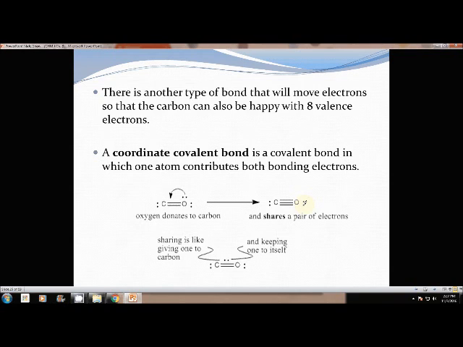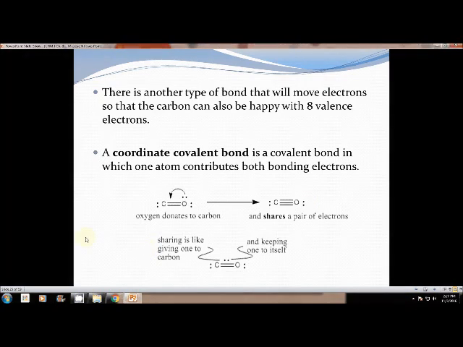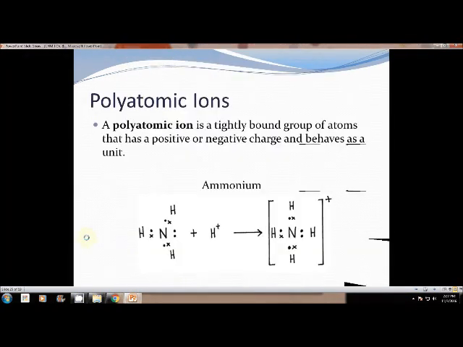We will need to know how to do polyatomic ions, though. That's what we need to know how to do to finish up our Lewis structures assignment. A polyatomic ion is a group of atoms that has a positive or negative charge, and so it behaves as a unit. We are going to still draw a Lewis structure like we've been doing, but now that positive or negative charge allows us to change our total number of electrons to make the octet rule work.